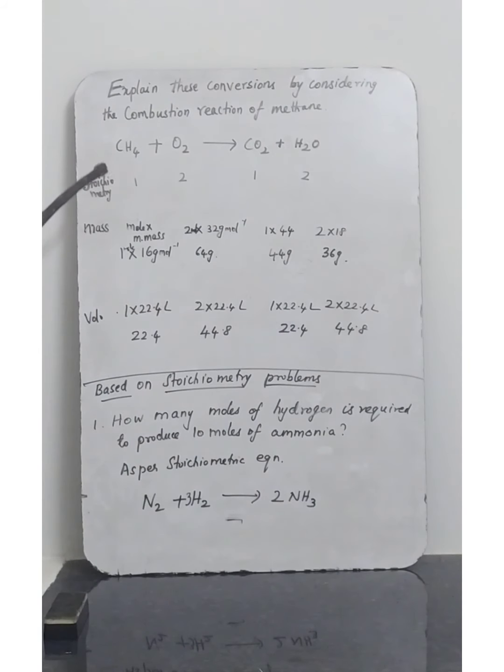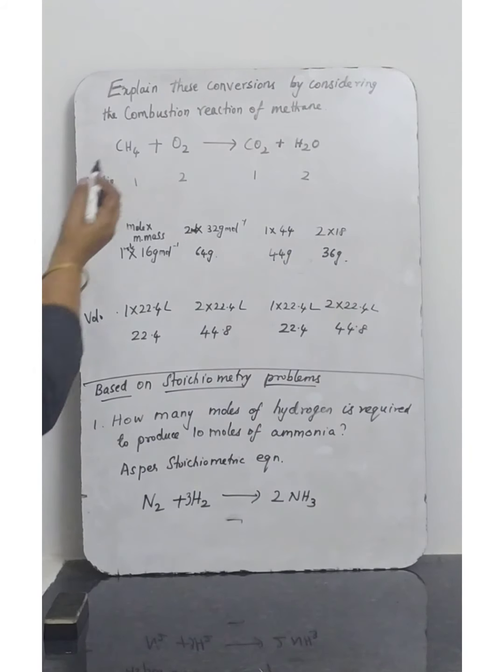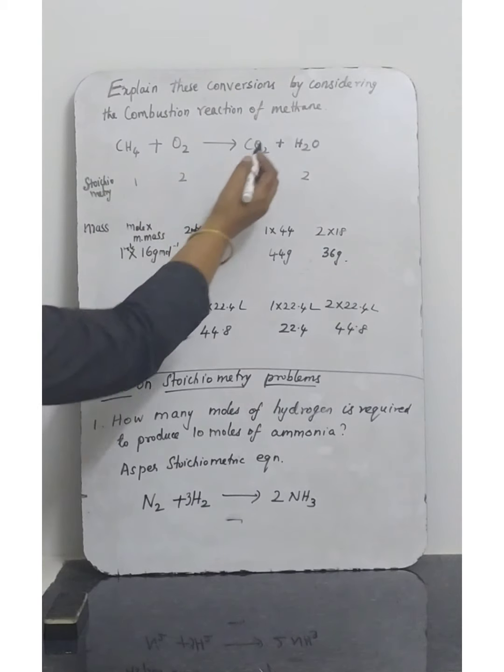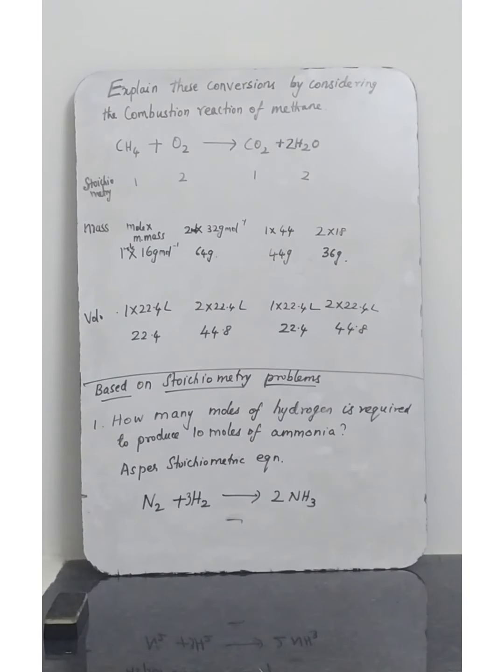See here, methane will undergo combustion. Methane will react with oxygen and produce carbon dioxide and water. Now it is not a balanced reaction; it is an unbalanced chemical equation, so we have to balance it. 1 carbon on this side, 1 carbon on that side. But here how many hydrogen? 4 hydrogen, but that side only 2 hydrogen. So if we put 2 here, then hydrogen is balanced.